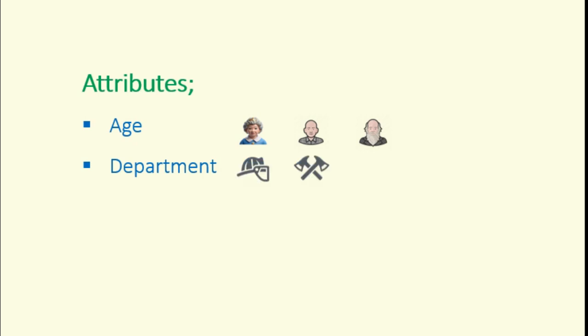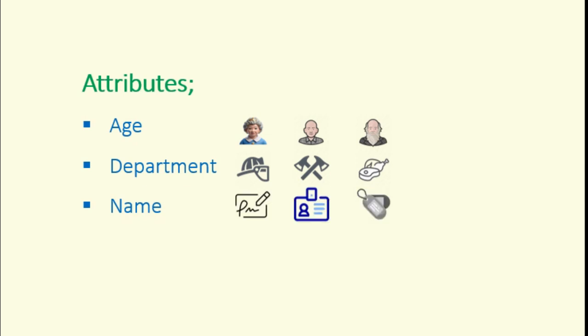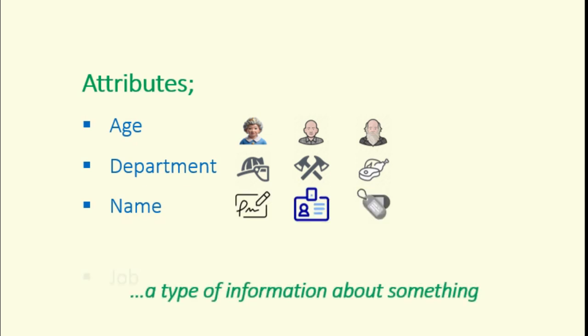Now think about one worker at a company. We want to know some things about this person, like their name, their age, their job, and their department. In other words, like which part of the company are they working in? Now these details are called attributes because they are different kinds of information we can know about a person. For example, age and department are two attributes we can know about a person. So an attribute is a type of information about something like age or job.